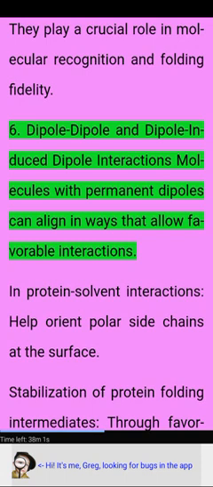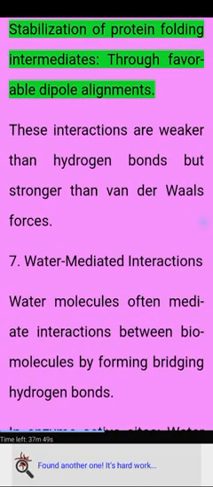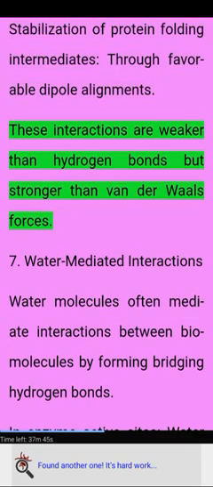6. Dipole-dipole and dipole-induced dipole interactions. Molecules with permanent dipoles can align in ways that allow favorable interactions. In protein-solvent interactions, they help orient polar side chains at the surface. Stabilization of protein folding intermediates through favorable dipole alignments. These interactions are weaker than hydrogen bonds but stronger than van der Waals forces.